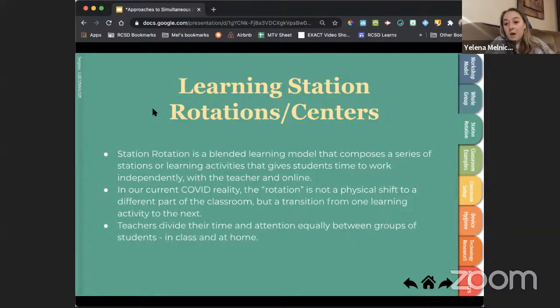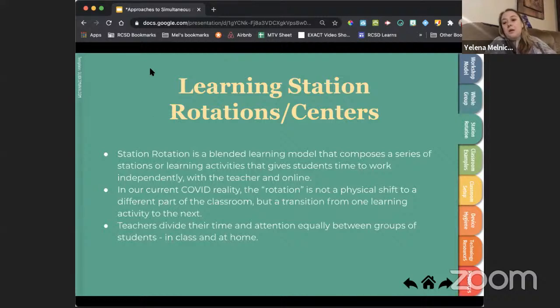Now, something to think about and a little bit of the difference is with the COVID reality, right? And with the CDC guidelines, the rotations might not be actual physical movement from one group to the other of students moving from station to station. But think about learning stations or centers as a transition from one activity to another, right? So the students are still sitting in their seats. Maybe you give them some time to obviously move around near their seat, but they're not necessarily moving from station to station, and the stations are coming to them.